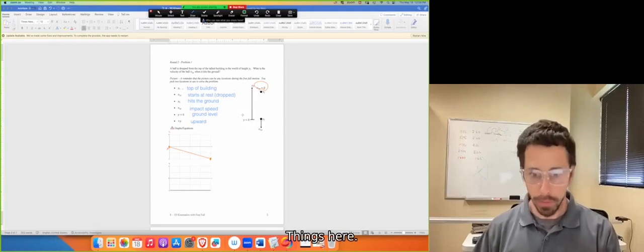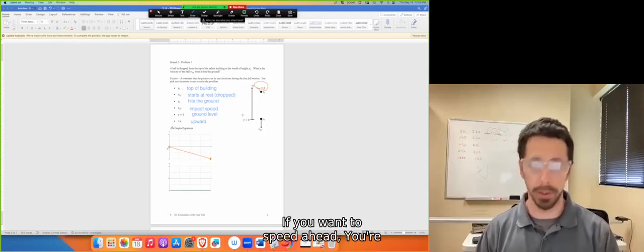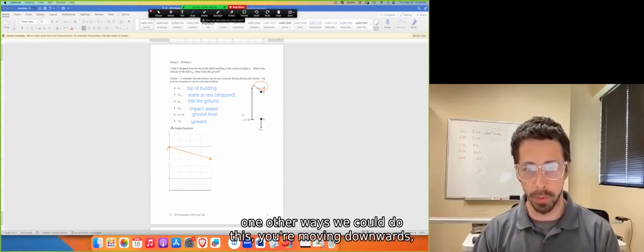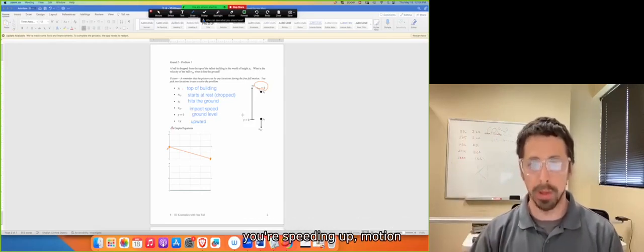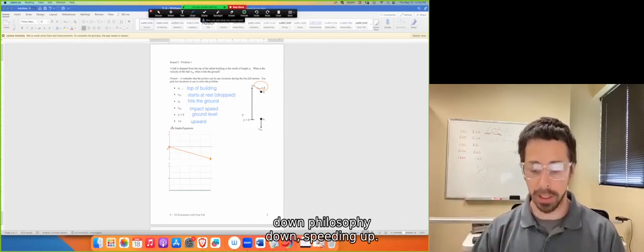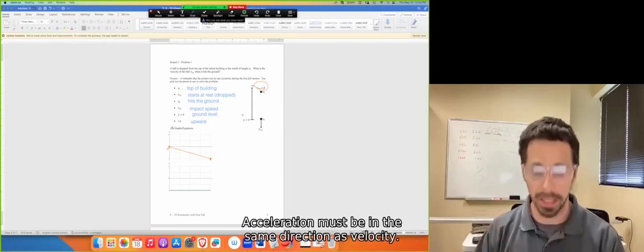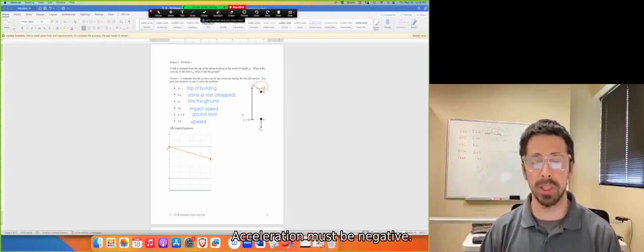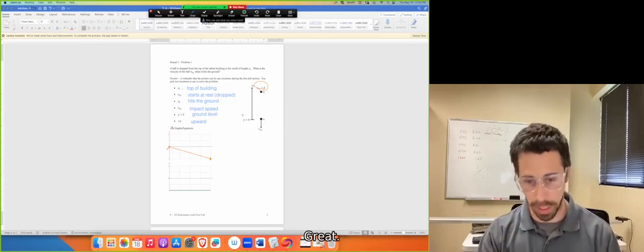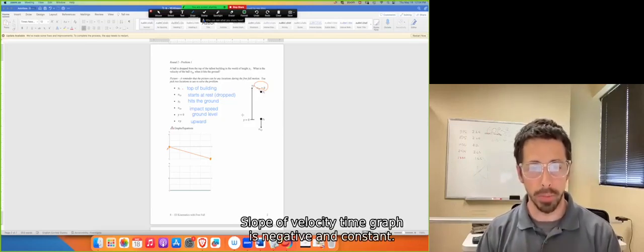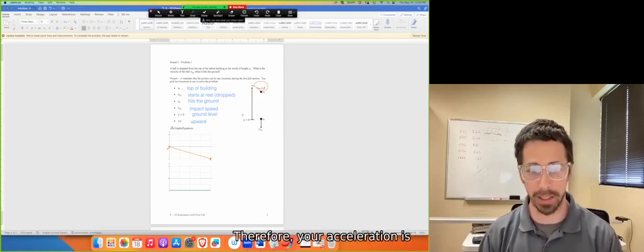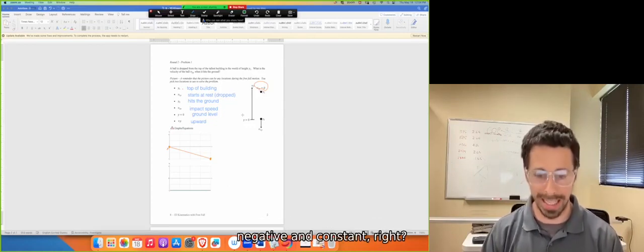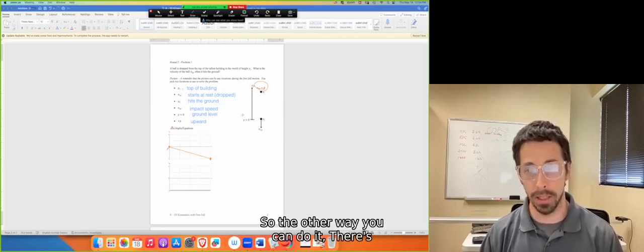Okay, a few things here. If you want to speed ahead, you're welcome to before I get to the equations. One, other ways we could do this. You're moving downwards, you're speeding up. Motion down, velocity down, speeding up. Acceleration must be in the same direction as velocity, so acceleration must be negative. Great. Slope of velocity time graph is negative and constant. Therefore, your acceleration is negative and constant. It's the other way you can do it.